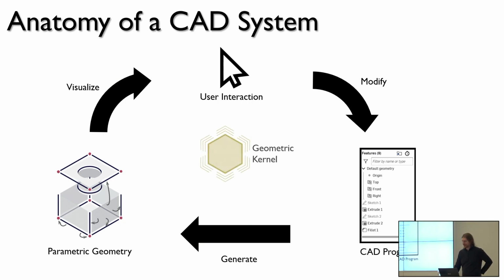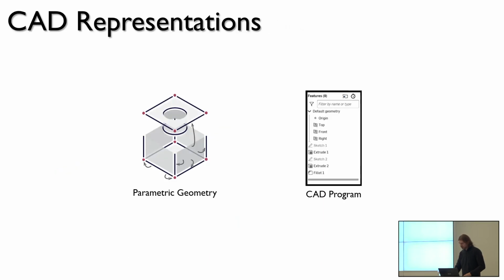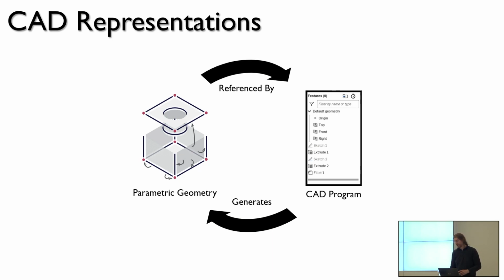An important actor under the hood here is a geometric kernel, or CAD kernel. It's a specialized piece of software that knows how to manipulate the parametric geometry representation and is responsible for executing the instructions in the CAD program, as well as generating the visualizations for the user to interact with. At the core of this recipe are 2 representations: parametric geometry and CAD programs. They're interrelated in that a CAD program generates parametric geometry, while parametric geometry is referenced by the CAD program. And I'll go into more detail about what referencing is in a moment.